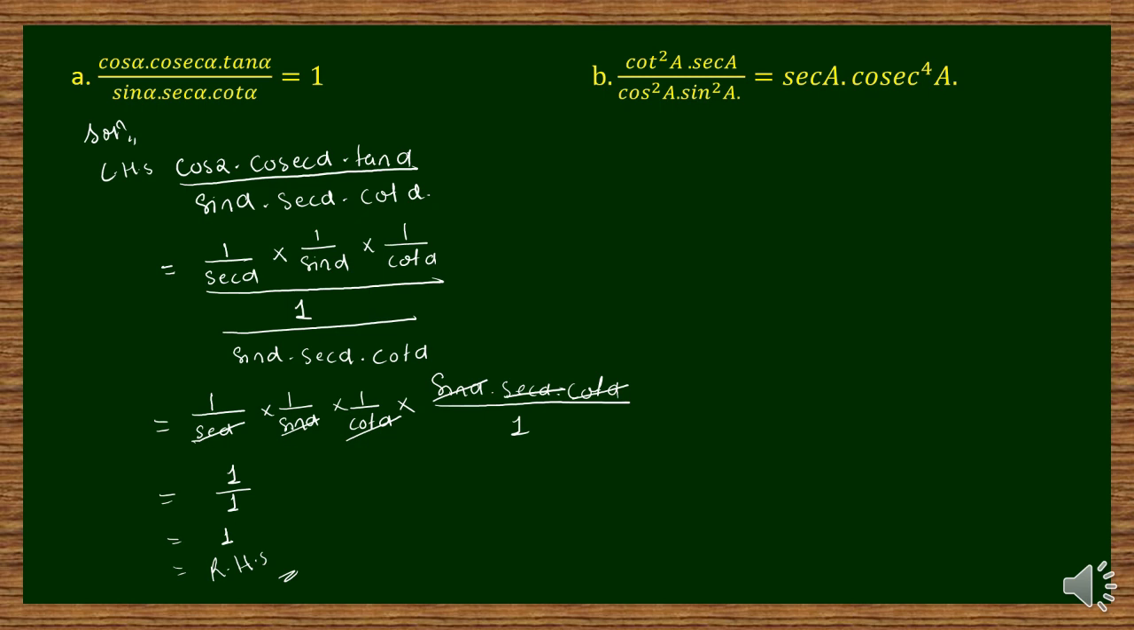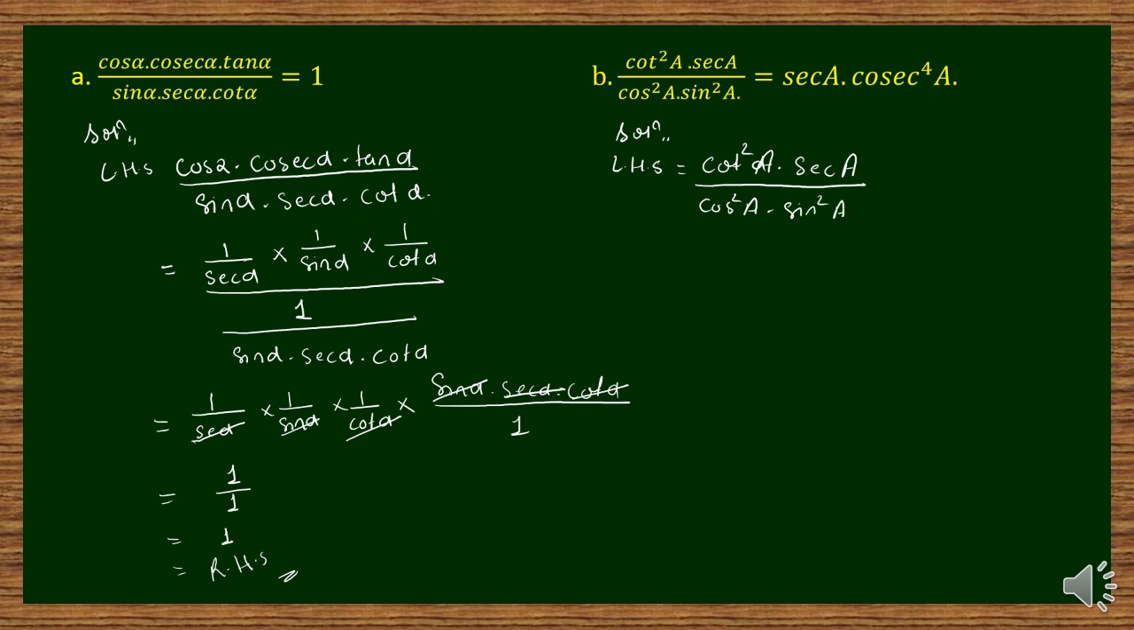So here now we can see we have the next question: cot square A into sec A divided by cos square A into sin square A equals sec A cosec to the power 4A. So let's solve it. Solution: we will be solving by LHS again. Given that cot square A into sec A divided by cos square A into sin square A.